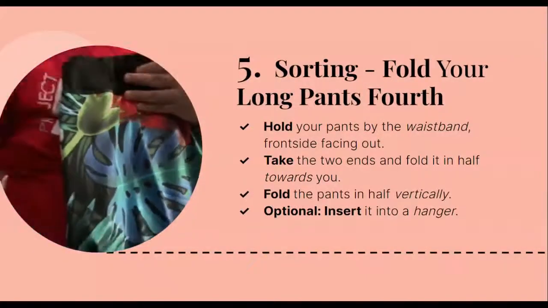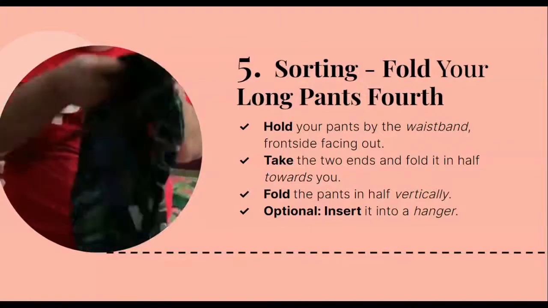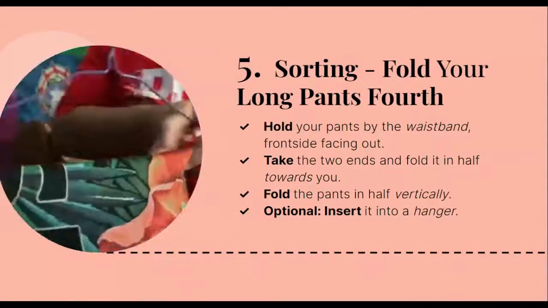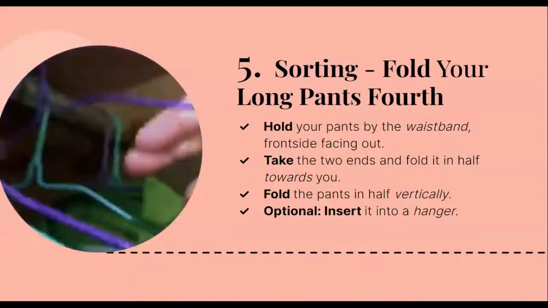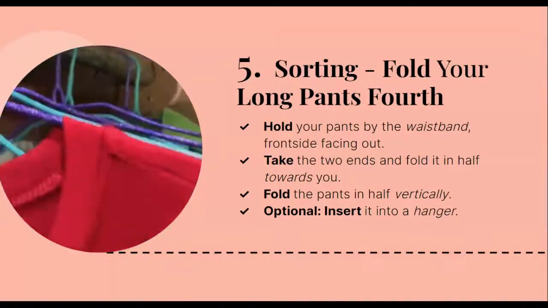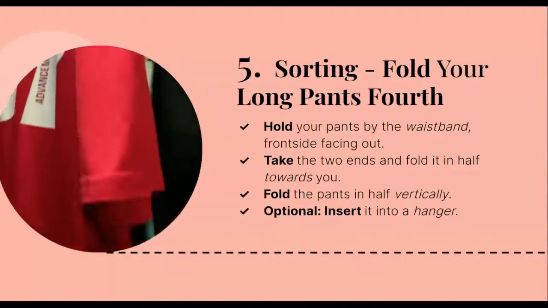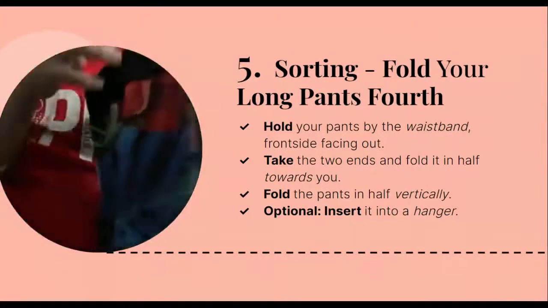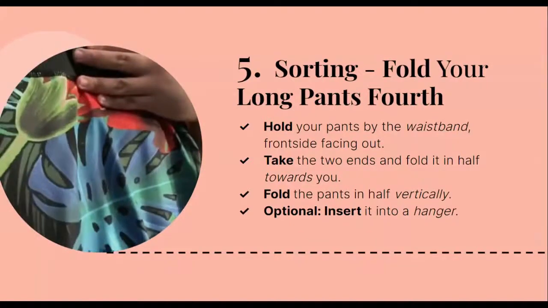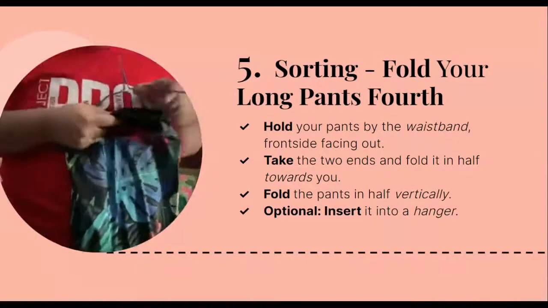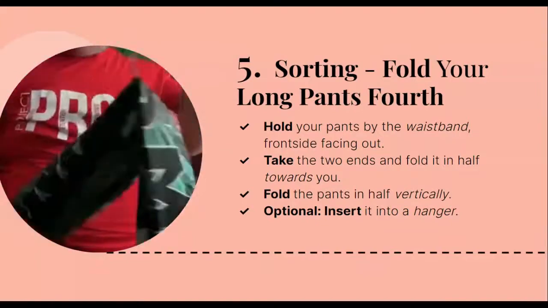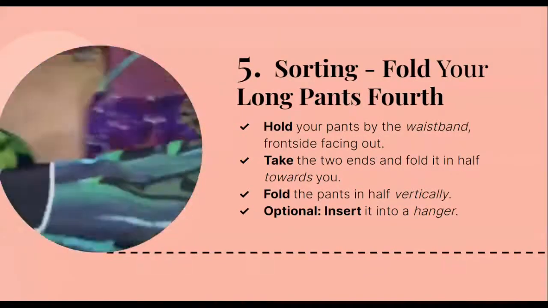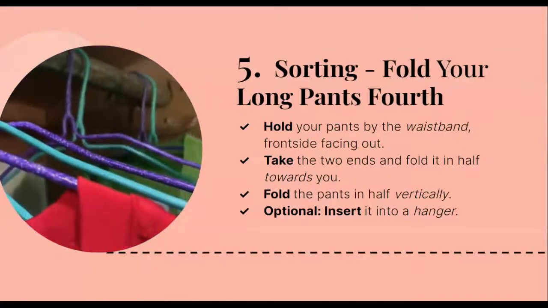The next step in the sorting process is quite similar. So step 5, folding your long pants. Hold your pants once more by the waistband. Again, front side facing out. Take the two ends that you're holding and fold it in half towards you. So fold it horizontally. Then you would fold the pants in half vertically. And this is optional for some people. You can insert it into a hanger, or you can leave it folded as is.